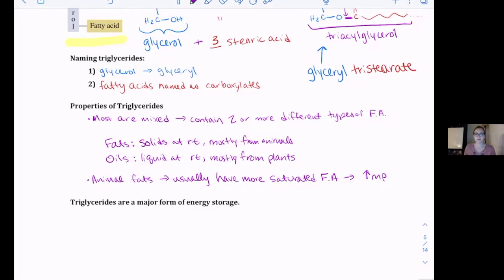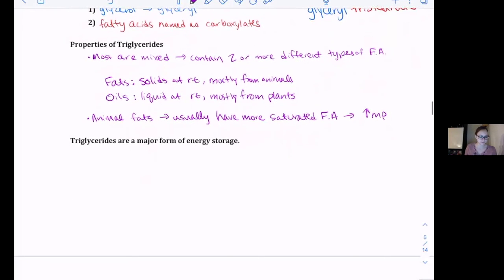So the oils, the liquids at room temp that are mostly from plants, have a lower melting point because they have more unsaturation in them. So they have more double bonds, more kinks in there to make space.